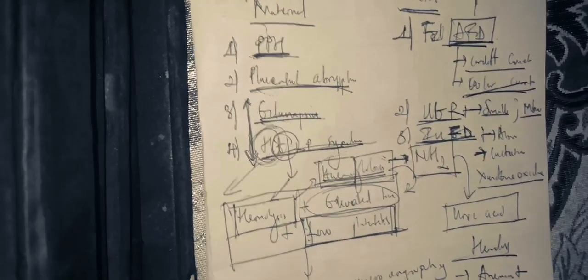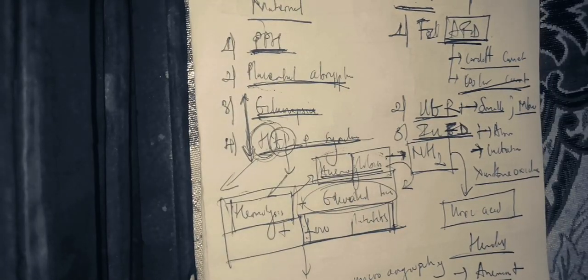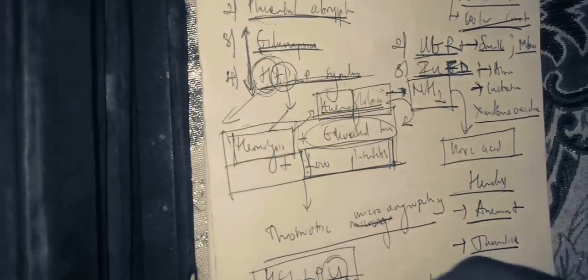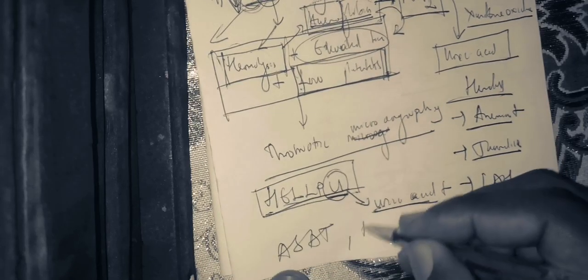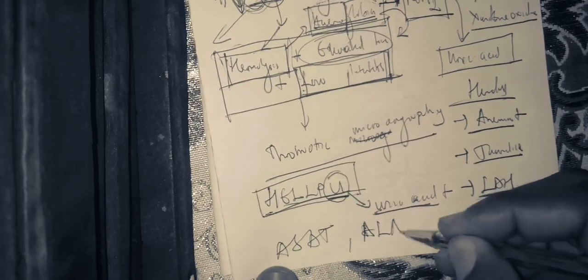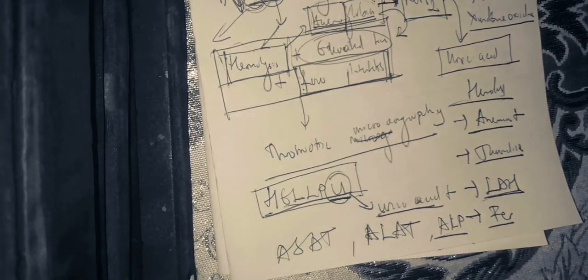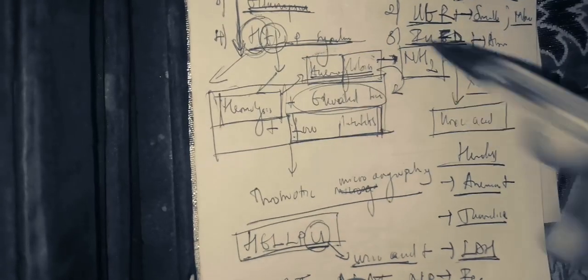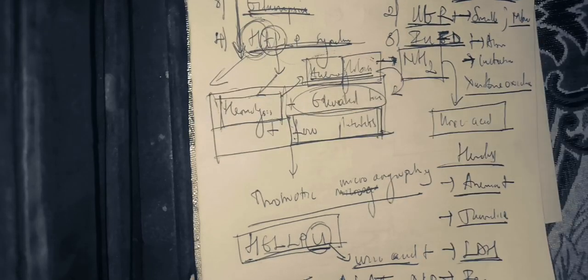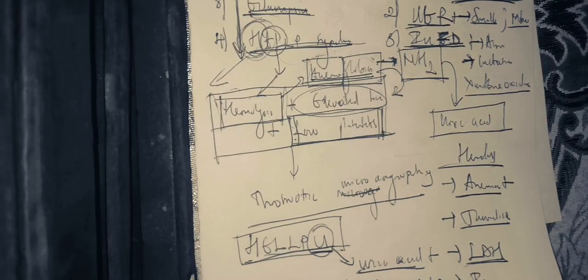Now for elevated liver enzymes, you ask for the liver enzymes. You have the aspartate aminotransferase, which is the ASAT. Is it clear? You have the alanine aminotransferase, which is the ALAT, and you have the alkaline phosphatase. So those are the three major elements that you have to evaluate. And then for low platelets, you evaluate it on the full blood count.